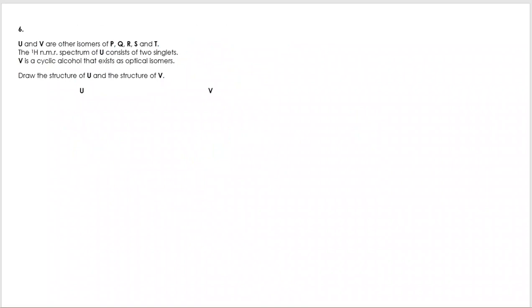And final question to end this video. U and V are other isomers of PQ, RS and T. U consists of 2 singlets. V is a cyclic alcohol that exists as optical isomers. So let's take a look at how we can tackle this. Now, once again, what I want here is symmetry. I want to get as many hydrogens in one environment for U.